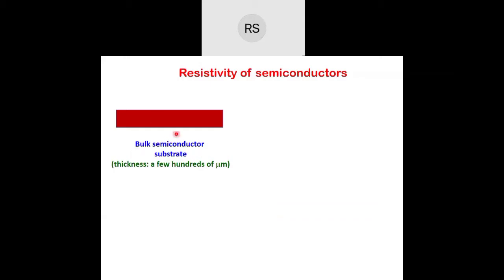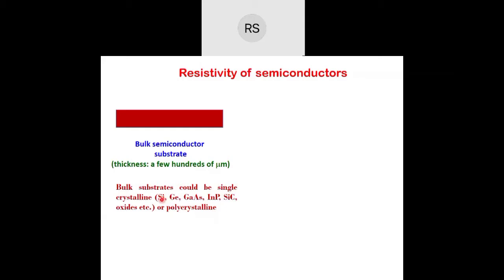So in our labs, we don't always work with large area wafers. We cut small pieces, and this is a bulk semiconductor substrate. Its thickness is a few hundreds of microns. If you have an 8-inch silicon wafer, its thickness is about 700 micron. If it is 6-inch, it will be 500 micron, and so on. These are international standards.